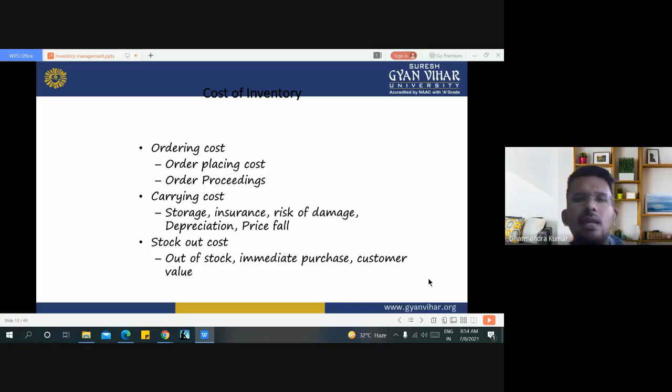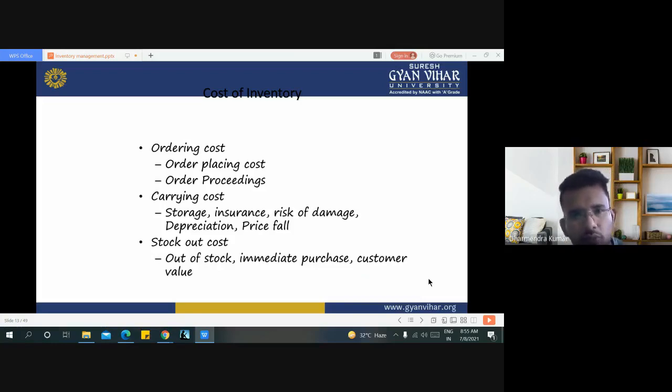Carrying cost, like storage, insurance, risk of damage during transportation, or any sudden slight fall of price in a raw material due to uncertain conditions. A stock out cost, like running out of stock of a particular raw material, immediate purchasing, and customer value. All these types of cost associated with the cost of inventory, we broadly classify into three groups: ordering cost, carrying cost, and stock out cost.